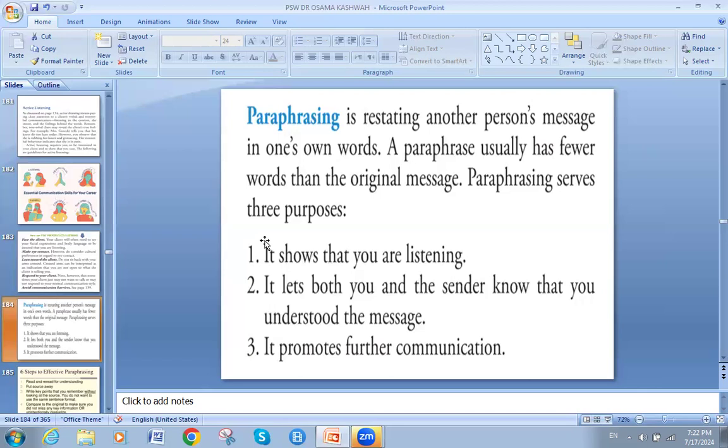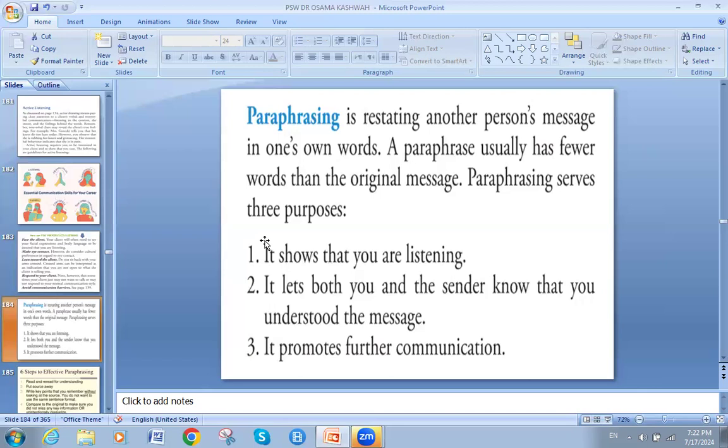The paraphrasing is very important because it shows that you are interested in listening to your client, and you are not grandstanding. Grandstanding means talking more than you listen. No, as a PSW, you should listen more than you talk. It means both you and the sender know that you understand the message.